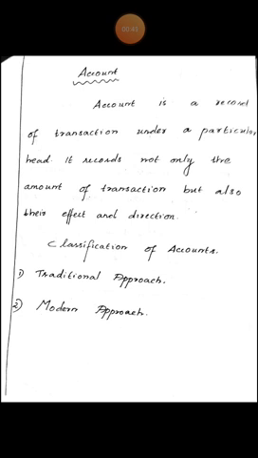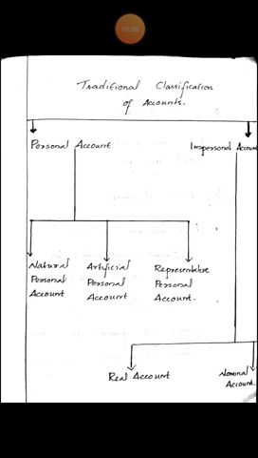An account is a record of transactions under a particular head. It records not only the amount of the transaction but also their effect and direction. Accounts can be classified in two ways, traditional approach and modern approach. Under the traditional approach, accounts are classified in two groups: personal accounts and impersonal accounts.